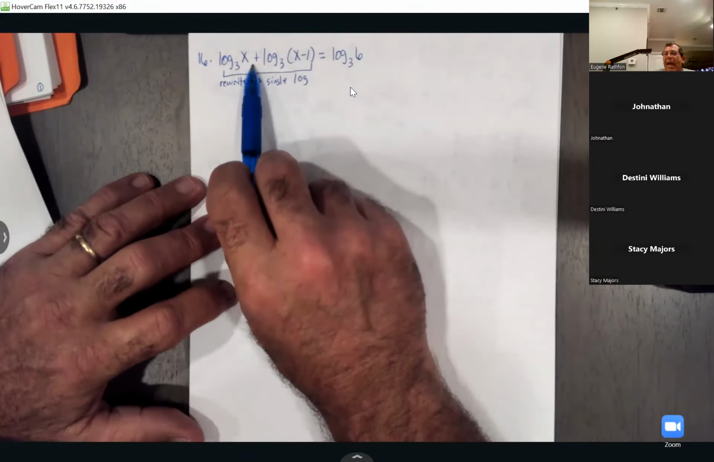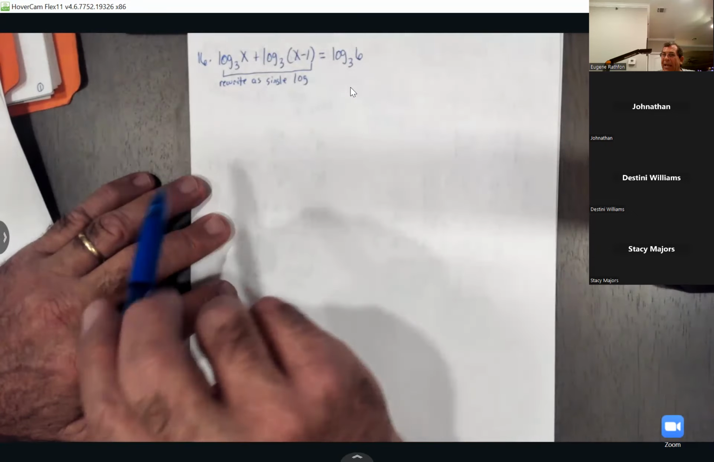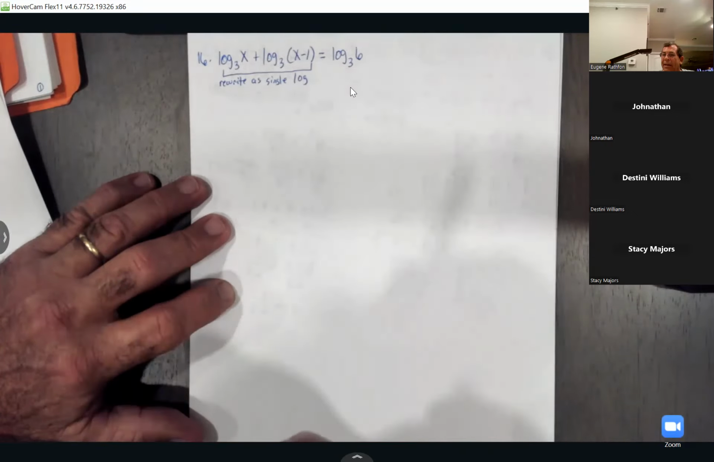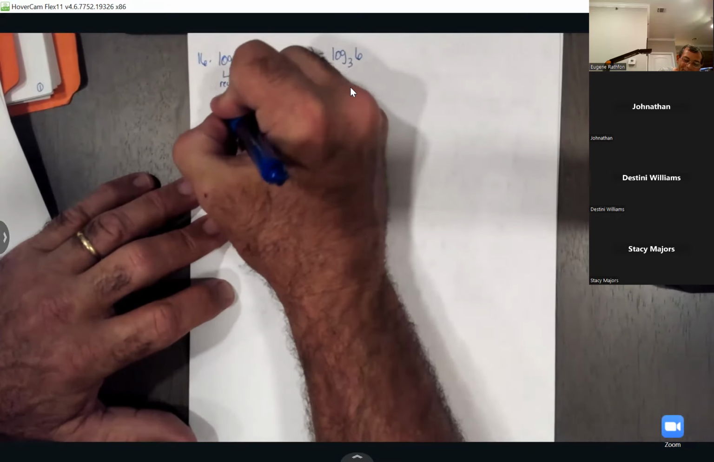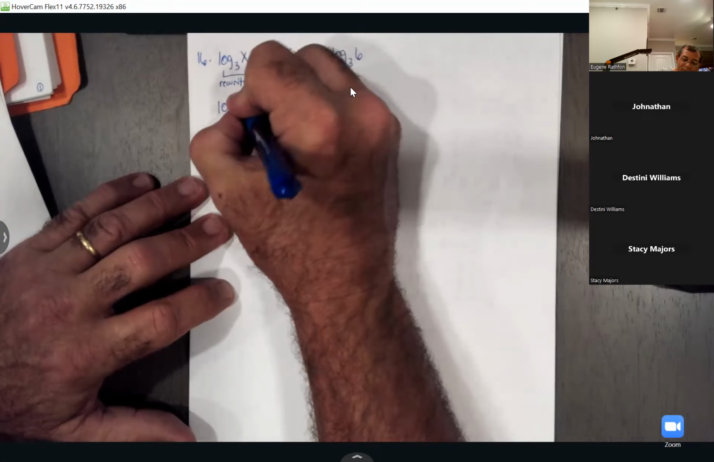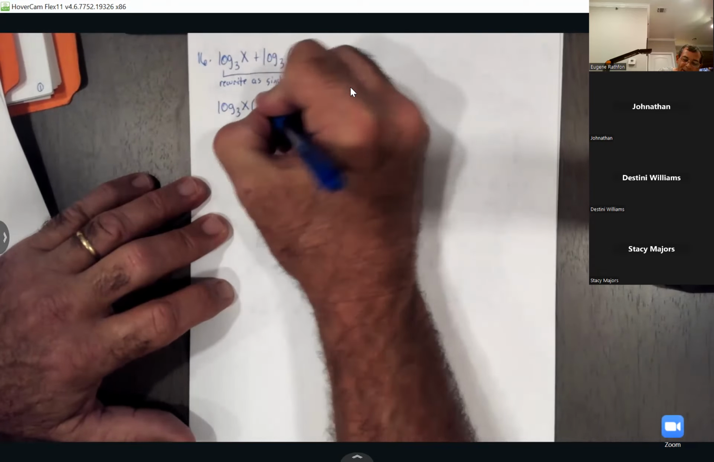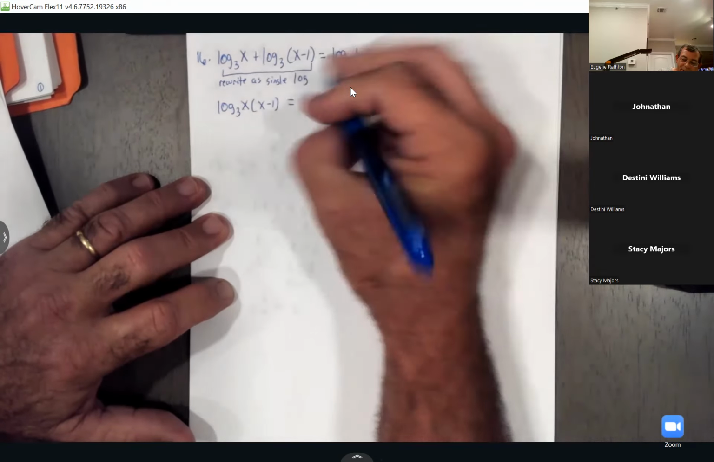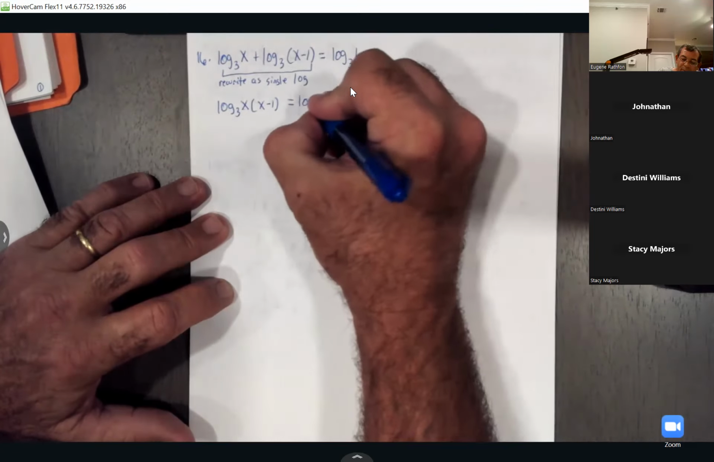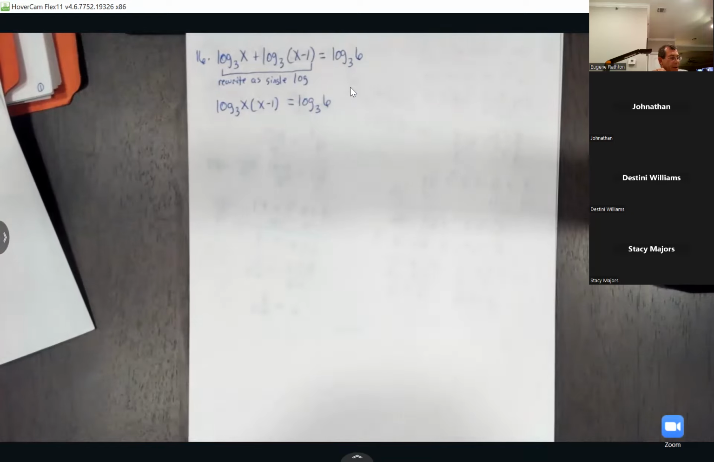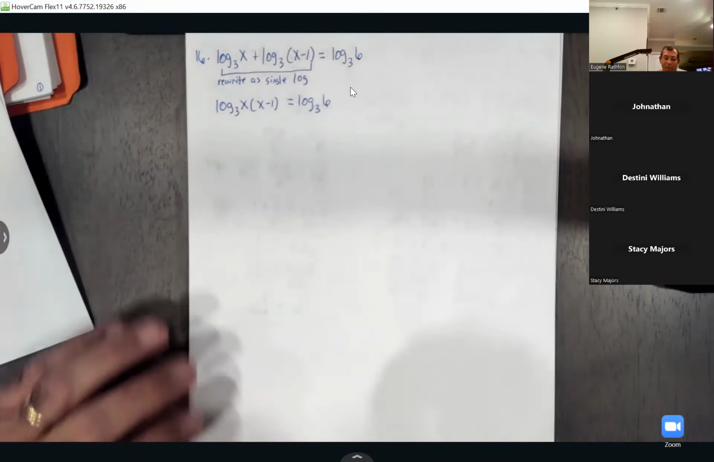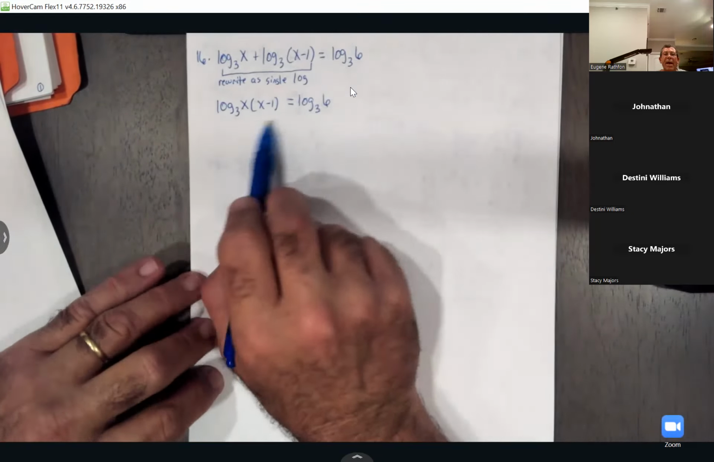Once again, they're being added. So remember, when they're being added, we're going to rewrite them as a product. There you go. So that's going to give me what? x times x minus 1. Oh, that's going to equal what? Log base 3 of 6. Well, guess what? Y'all notice my log bases match.